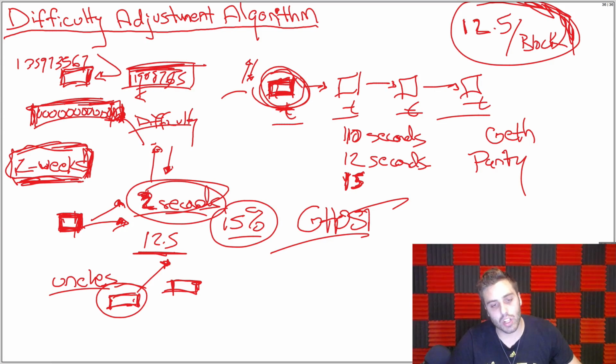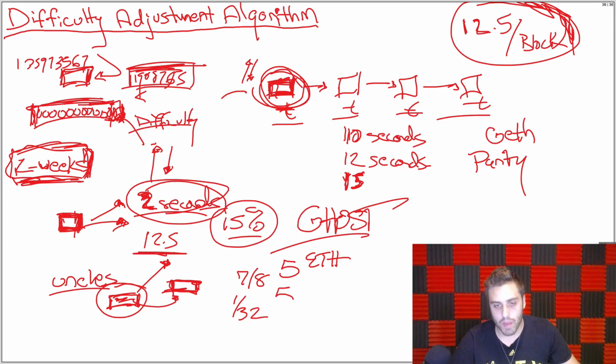And then he can include that in his block, and whoever mined the uncle block will get 7/8 of the mining reward, which up until Byzantium was 5 ether. And the miner that included the uncle block in his block on the main chain will get 1/32 of the mining reward of 5 ether as an incentive for him to do it.